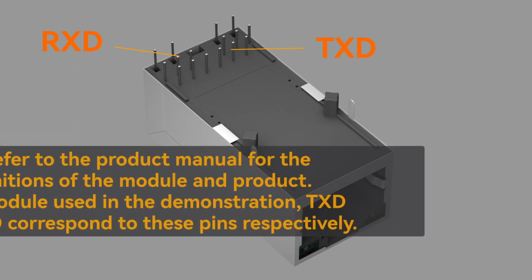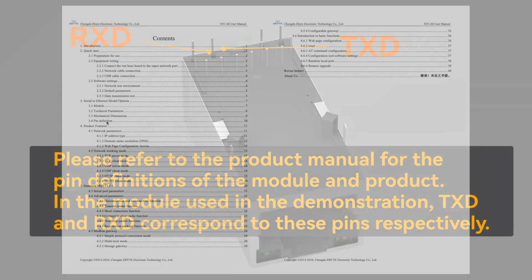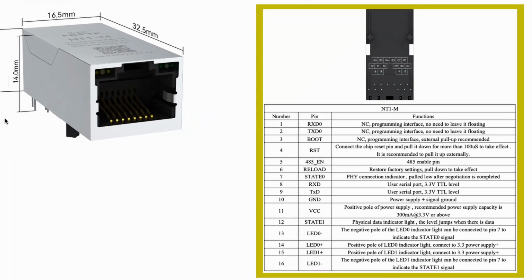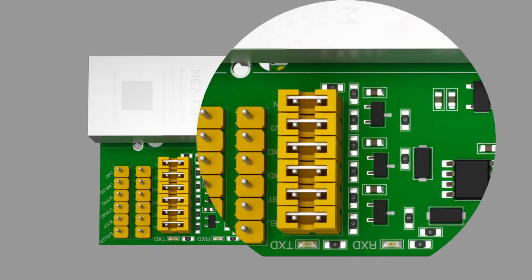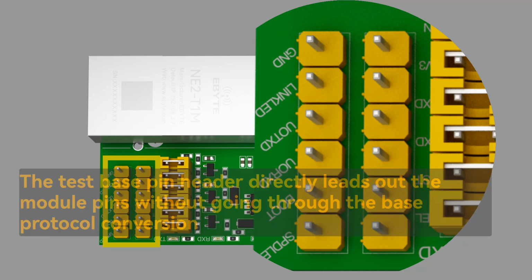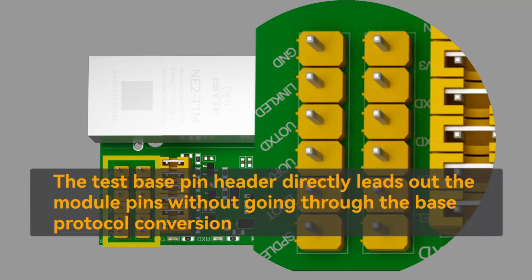If not using the test baseboard, the communication interface should use TTL. For port definitions, please refer to the product manual. All pins are brought out in the test baseboard, and here in the demonstration, we will not use the baseboard's conversion function for communication, but will connect directly to the module via wires.